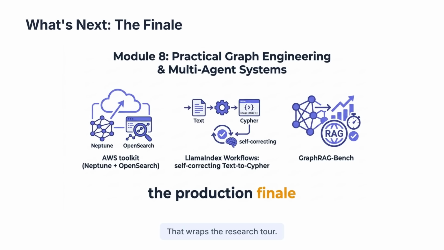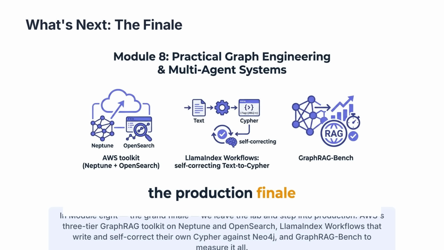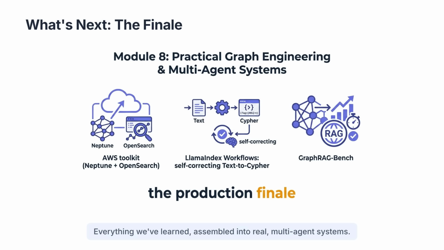That wraps the research tour. In Module 8, the grand finale, we leave the lab and step into production: AWS's three-tier GraphRAG toolkit on Neptune and OpenSearch, LlamaIndex workflows that write and self-correct their own Cypher against Neo4j, and GraphRAG-Bench to measure it all. Everything we've learned assembled into real multi-agent systems. I'll see you there for the big one.